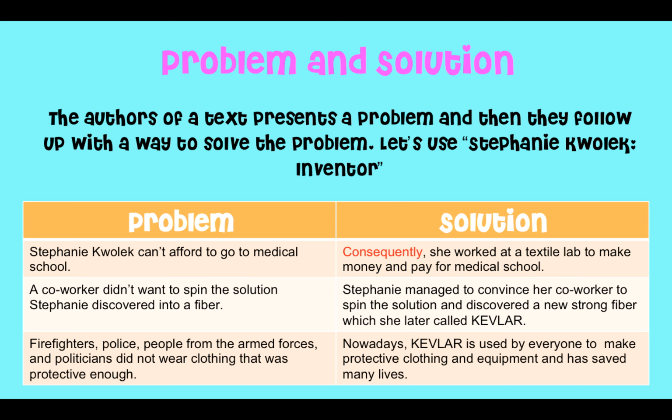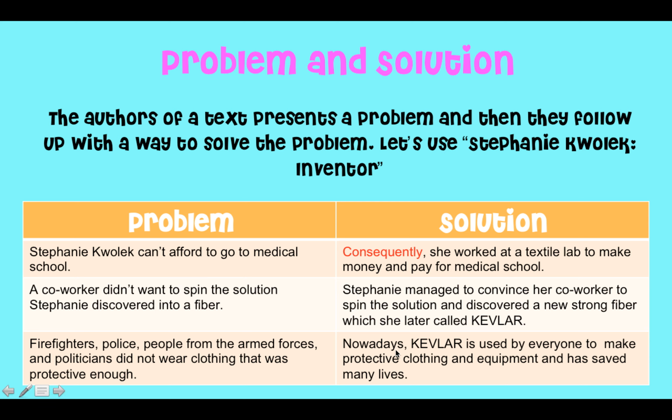So now we have another problem, and maybe Stephanie didn't face this problem, but it was happening. So our problem was that firefighters, police, people from the armed forces like the Army and the Navy and the Marines, and politicians, right? Politicians are people who run for public office like the president, the mayor, the governor, the Senate. So politicians did not wear clothing that was protective enough, so they weren't protected.